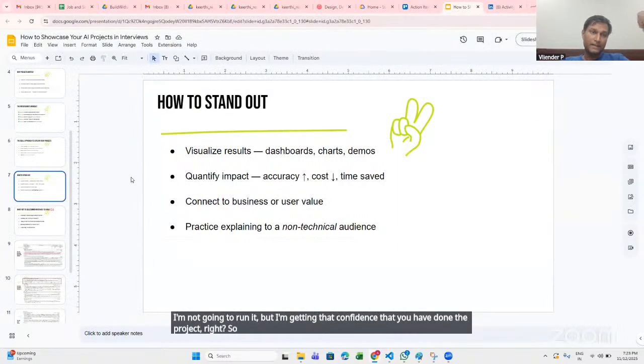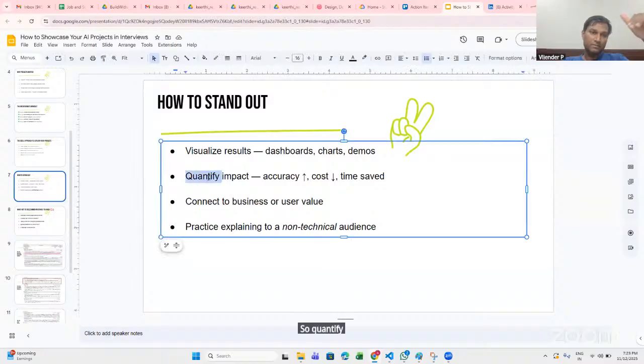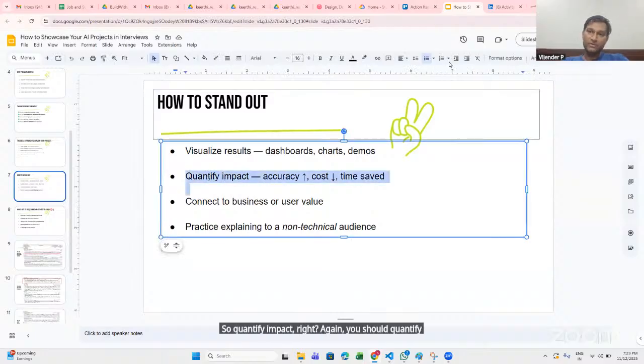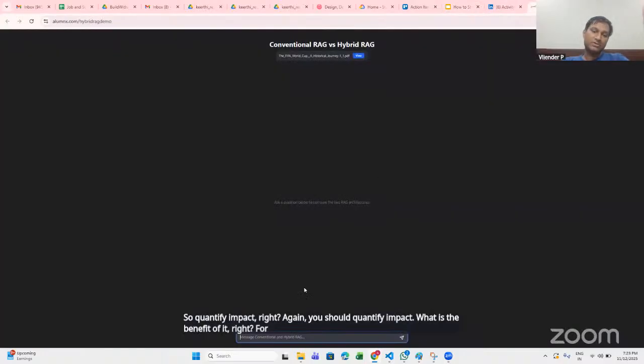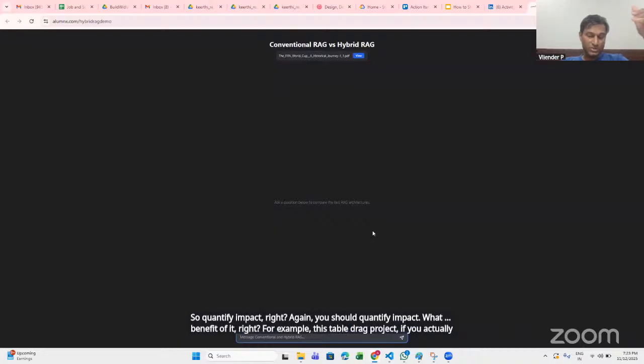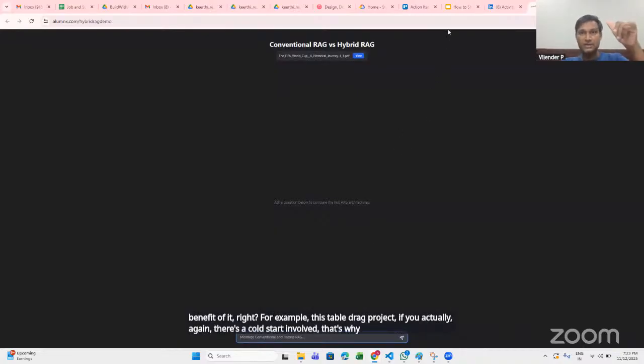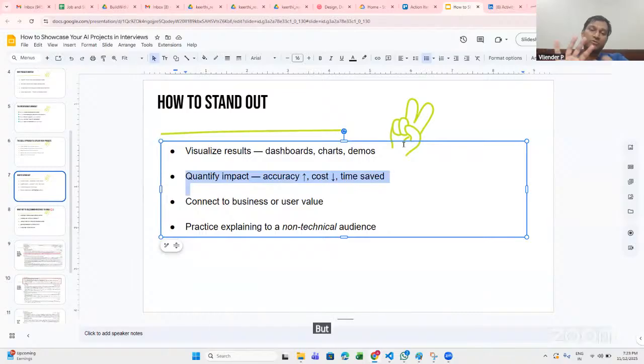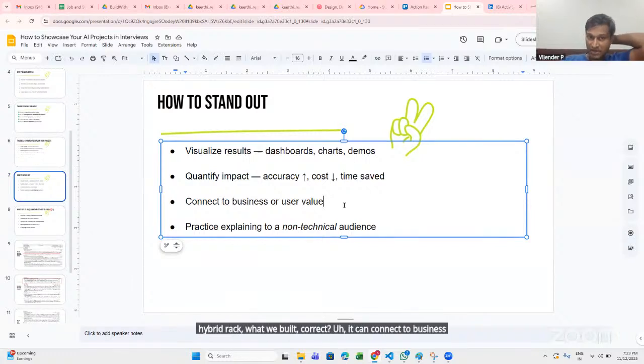So that's important. Next, quantify impact, right? Again, you should quantify impact: what is the benefit of it? For example, in this table RAG project, there's a cold start involved, that's why it will not run immediately, but it will show you the difference between the traditional RAG versus the hybrid RAG that we built, correct?